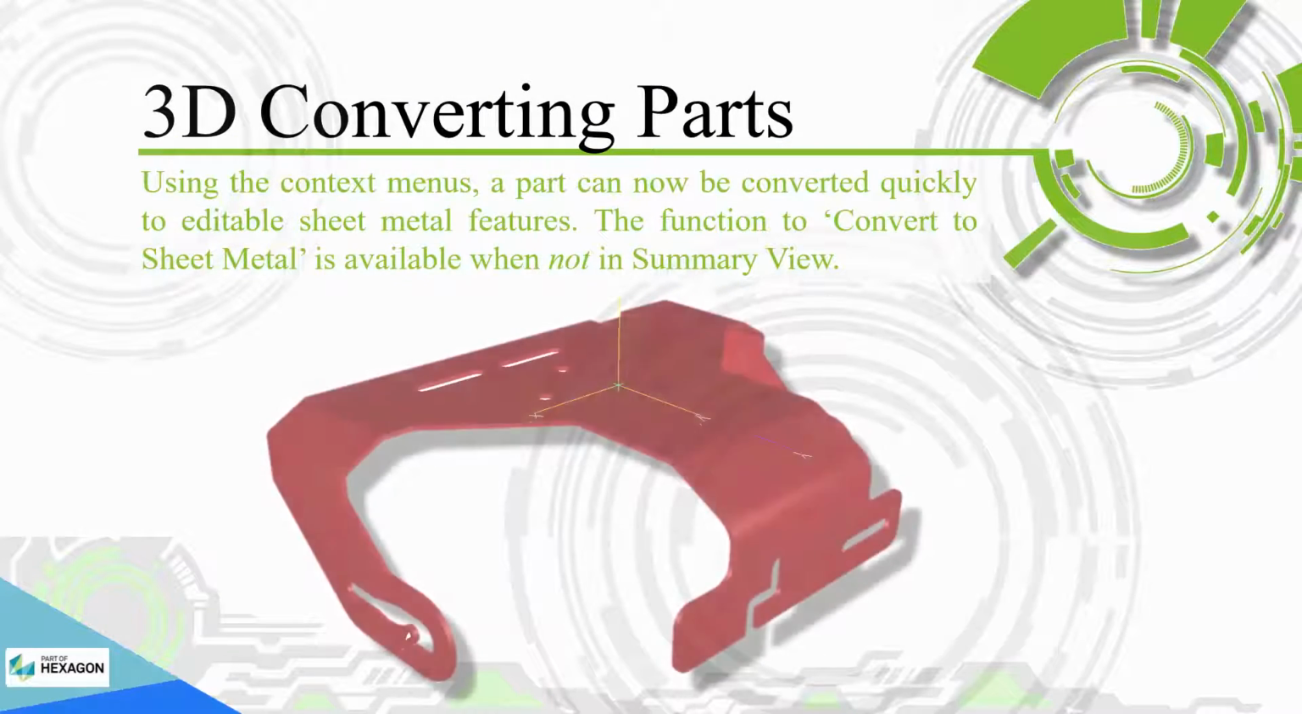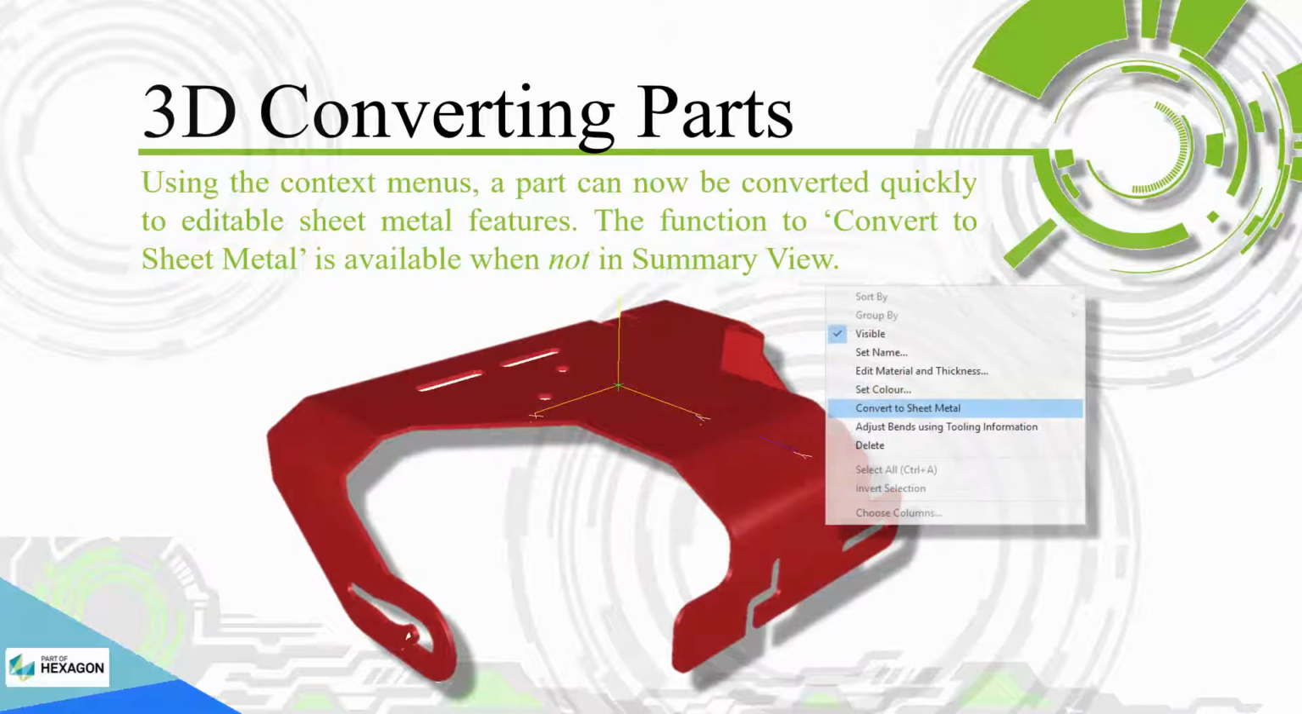Converting 3D parts. When we import parts from a third-party CAD system, such as STEP or SAP files, we lose the history tree from the original CAD data. Therefore, it's very difficult to edit a sheet metal model. So if we wanted, for example, to edit the material thickness or a bend angle, this is very difficult.